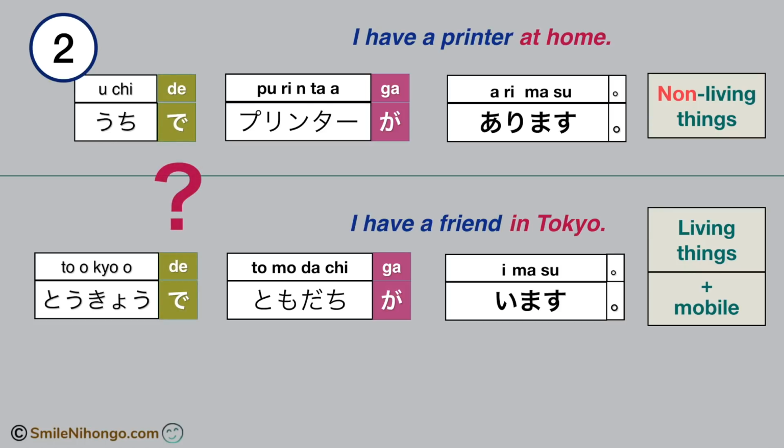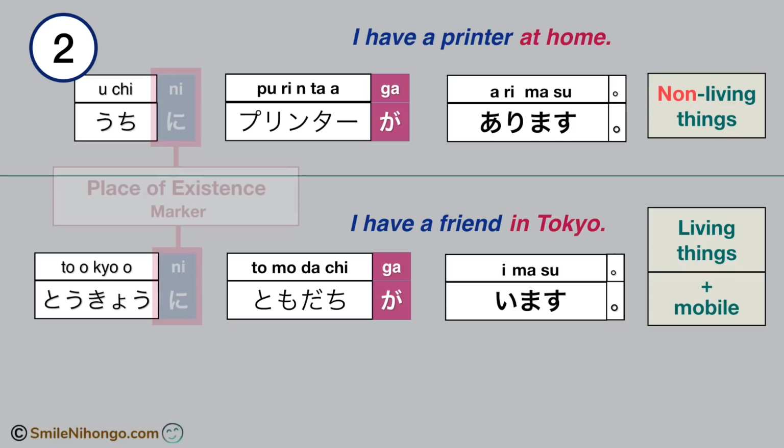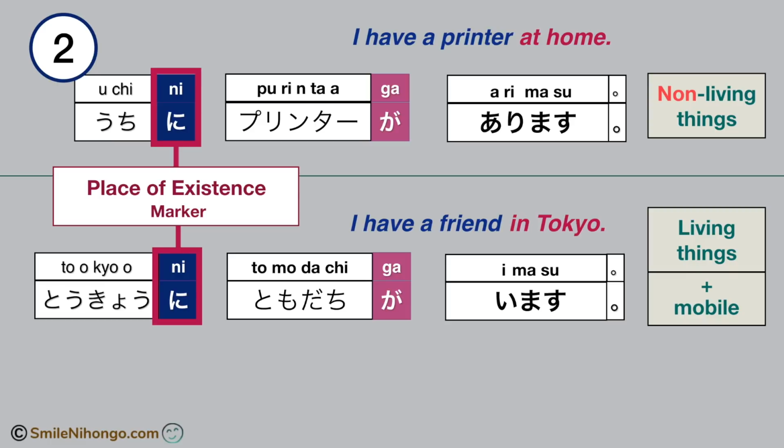Do you know why? Because there is no action going on in these sentences. The particle で is the place of action marker, and when you mark a place with で, an action has to be happening in the sentence. It's not the case here, right? Nobody is doing anything in these sentences, so you cannot use で。Instead, you have to use に to mark these locations as the place of existence.